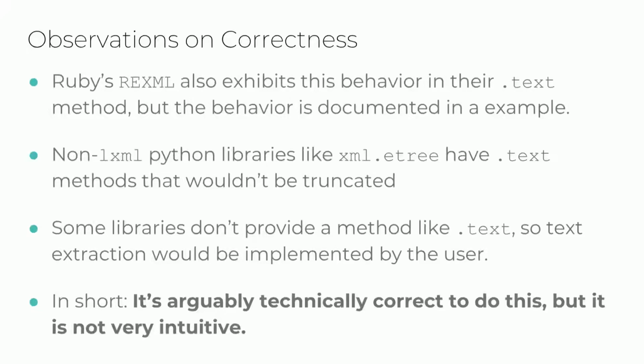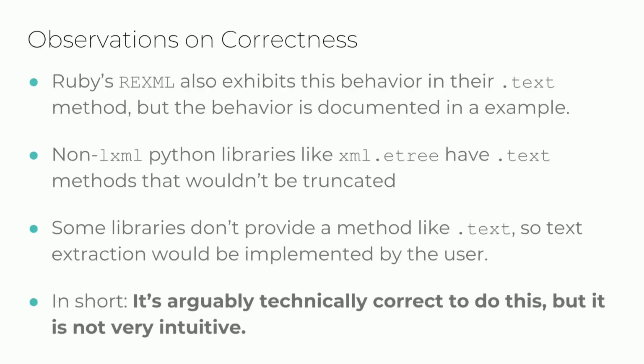So is LXML broken? It's kind of hard to say. Other libraries do what LXML does in their methods for extracting inner text. Ruby's REXML, for example, will do the same thing and truncate inner text that has a comment in the middle. However, REXML documents this behavior, so it could be arguably viewed as correct.